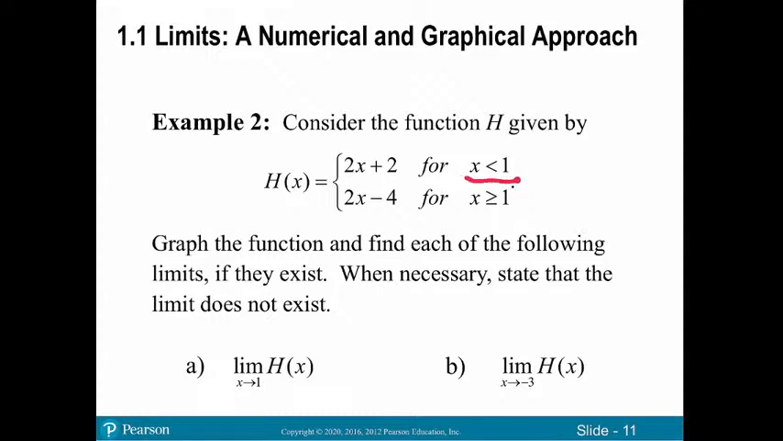Because as we're approaching -3 from the left, you would choose like -4, -3.5, -3.1, -3.01, and so on and so on. So let's see this in action in table form.